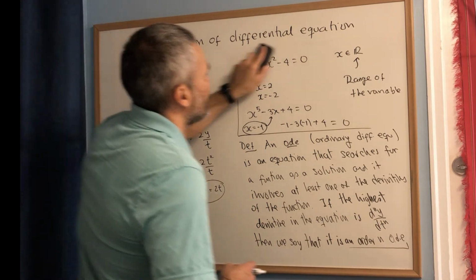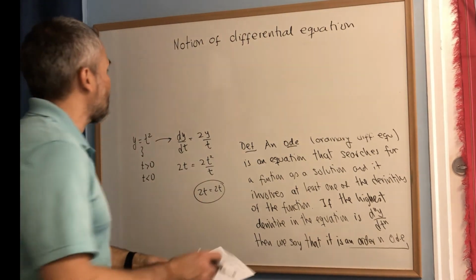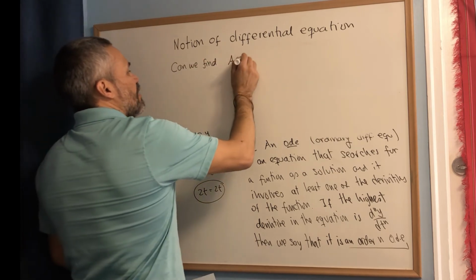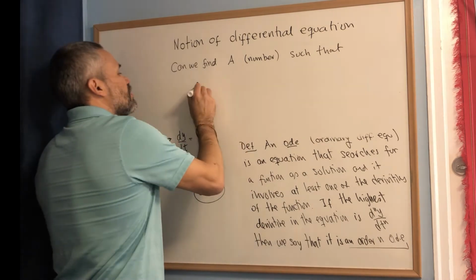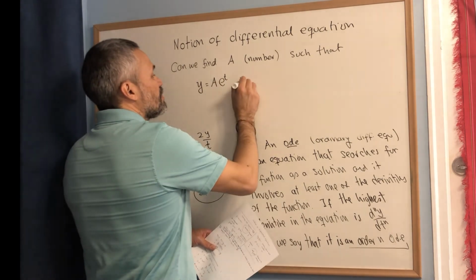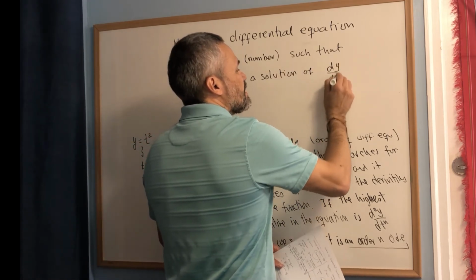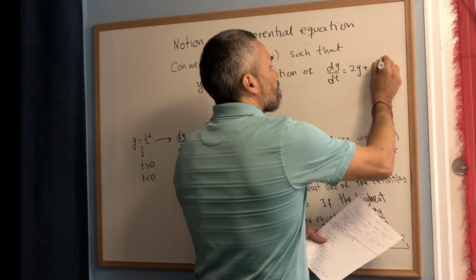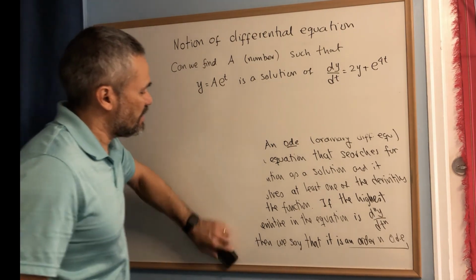Let's do another example. Let's suppose that we want to check, this is the question, can we find a number a such that y equal to a e^t is a solution of the differential equation dy/dt equals 2y plus e^(4t)? How do we solve this problem? Can we find an a such that that is true?